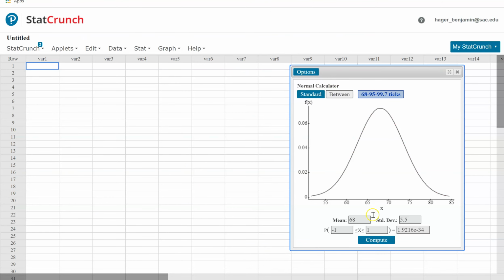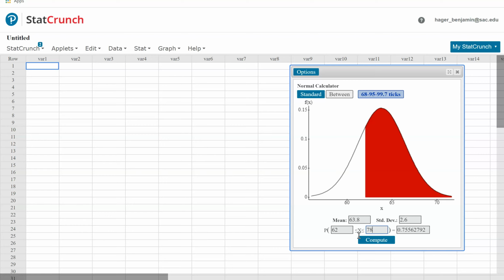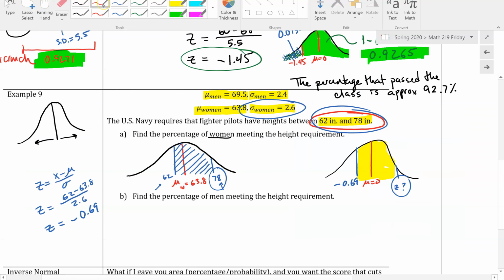I'm going to go in between. Now I have to adjust my mean and standard deviation. For this one, the mean height of the women was 63.8. Their standard deviation was 2.6. And I'm trying to find the percentage of women that are in between 62 inches and 78 inches. So there it is, 0.756 if I round it. 75.6% of women would meet the Navy's height requirement to be a fighter pilot.